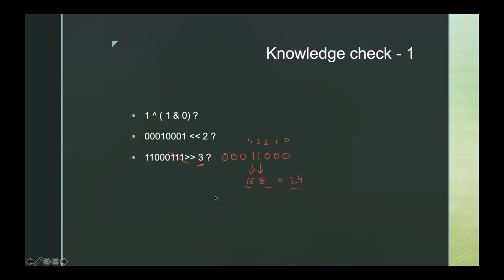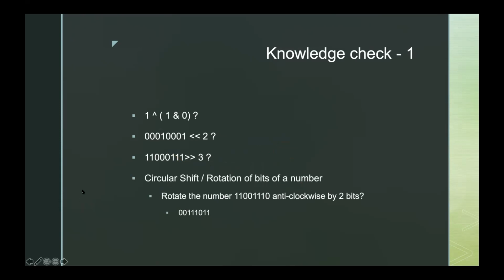All right, shall we move on to the next question? Okay, so you know how to perform a left shift and a right shift. What if you are asked to perform a circular shift or rotation of bits of a number? So what do I mean when I say that? So suppose we have this number 10001110, and we want to rotate it in the anti-clockwise direction.